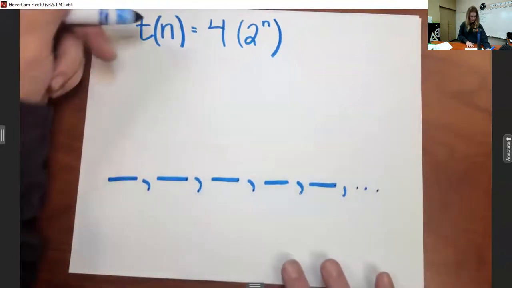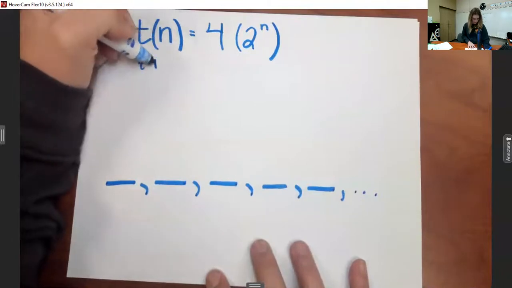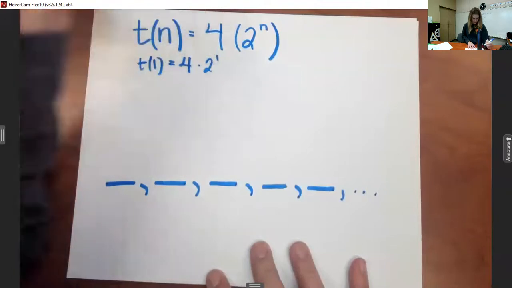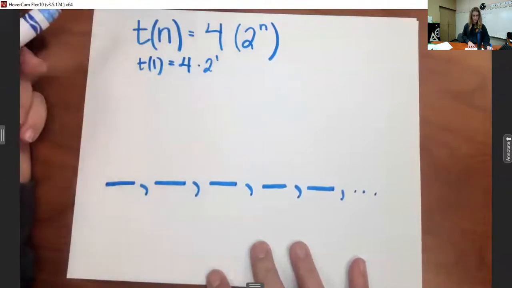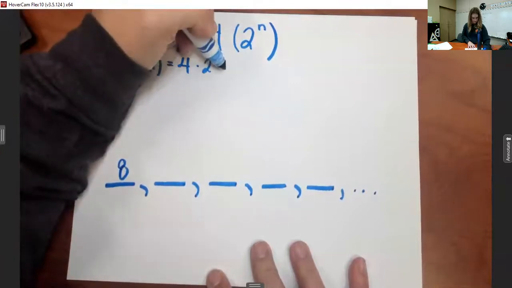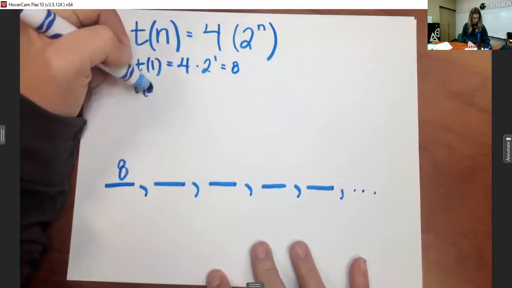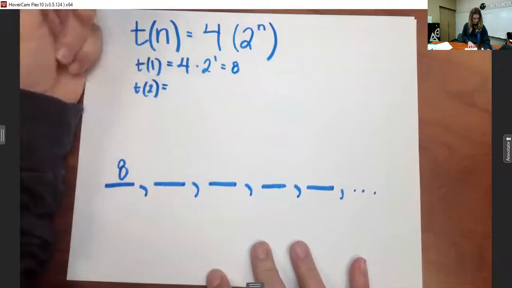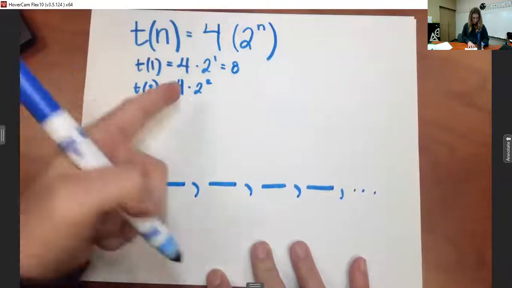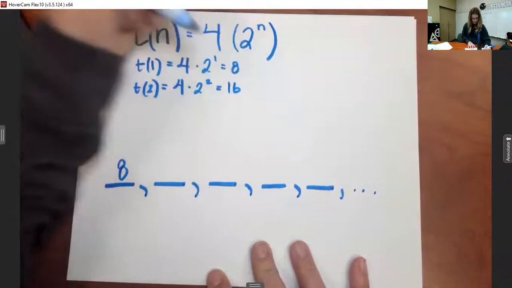Okay, well, if I want to find T of 1, the first term, I got to plug in 1. T of 1 equals 4 times 2 to the power of 1. 2 to the power of 1 is 2. 2 times 4 is 8. Let's find the second term in the sequence. T of 2 equals 4 times 2 to the power of 2. 2 to the power of 2 is 4. 4 times 4 is 16.